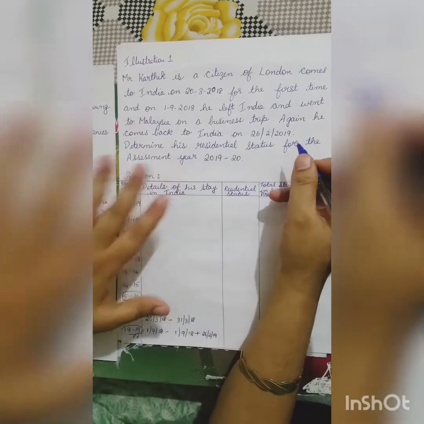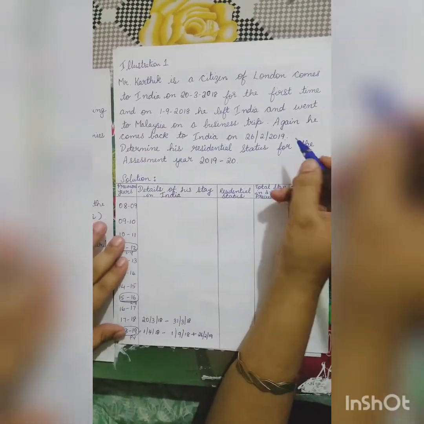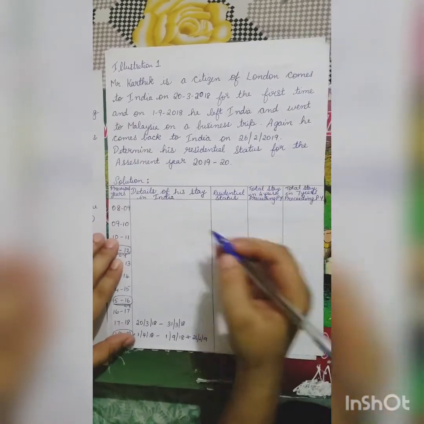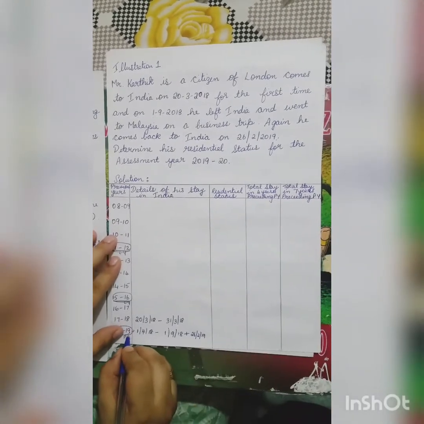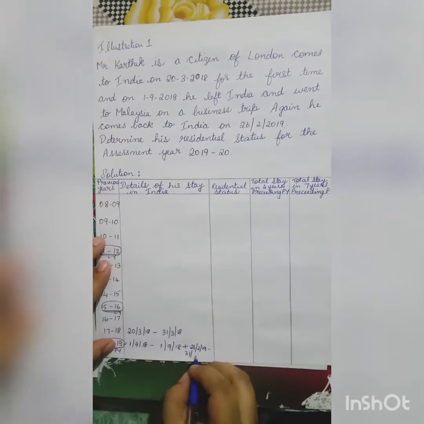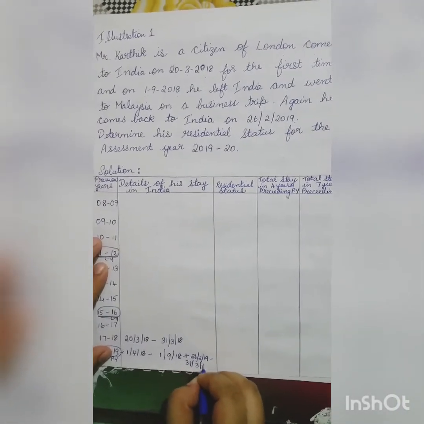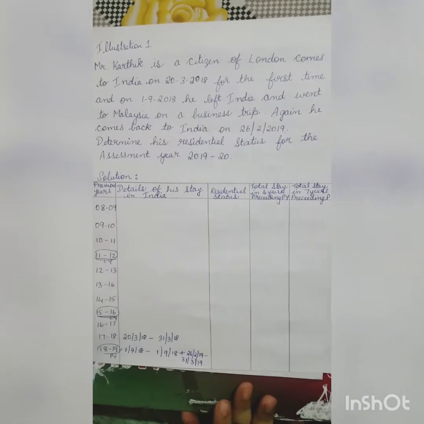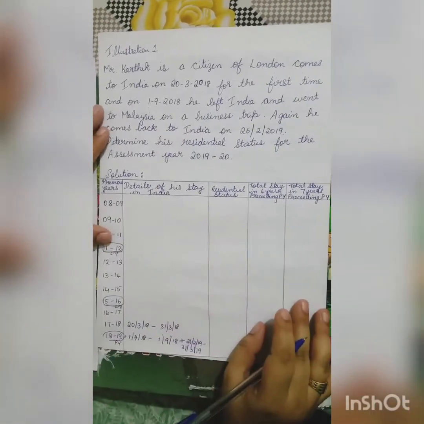Then no further details are given in the problem. So we assume that he's staying in India till the end of the year. So when does this year end? On 31st of March 2019. So these are the details of his stay in India.